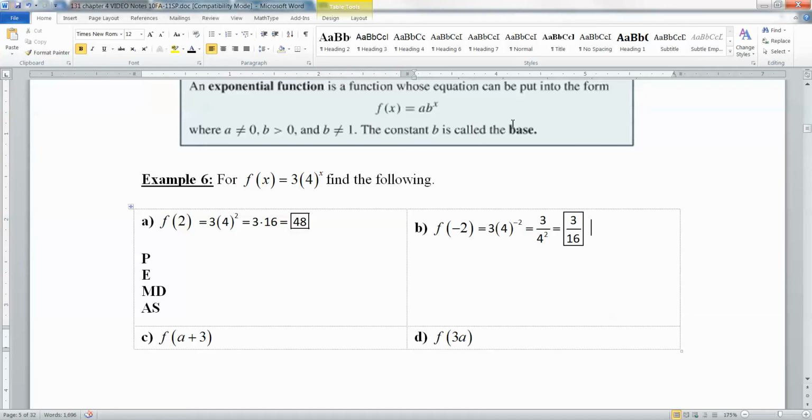Don't just write 3 over 16. Write how to get it. That's the most important part for your notes.